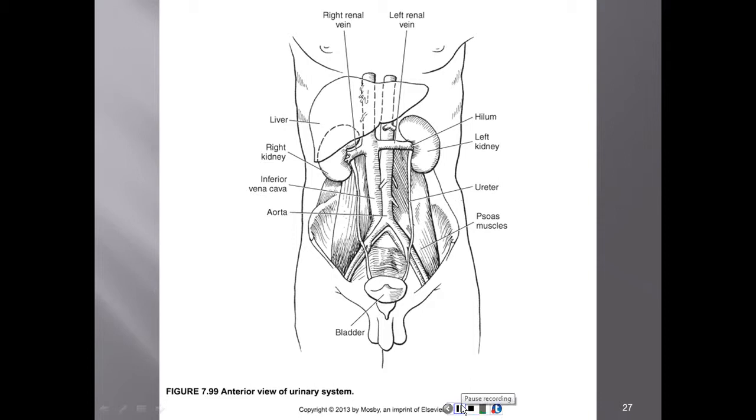The structures of the urinary system include the kidneys, ureter, bladder, and urethra. Those that are located within the abdomen are the kidneys and ureters. The bladder and urethra are located in the pelvis, and are discussed later on in chapter 8. We'll cover that when we cover the pelvis.